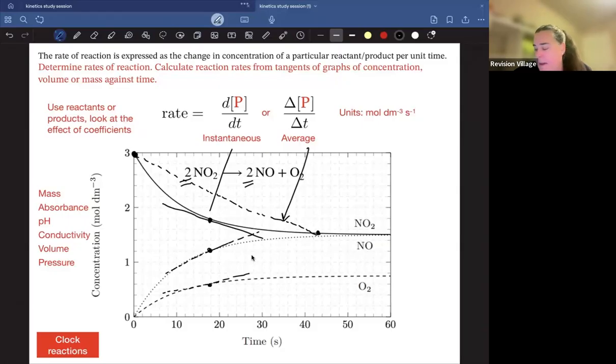I show on my left axis, on my y-axis, the concentration of those different things. Concentration is actually a little bit hard to measure in the lab. In the lab, you normally see other things being measured, like mass or absorbance or pH or conductivity or volume or pressure. So those would be reasonable things to actually measure on the left-hand side, but those are all going to be essentially proportional to the concentration. So that's what we mean.